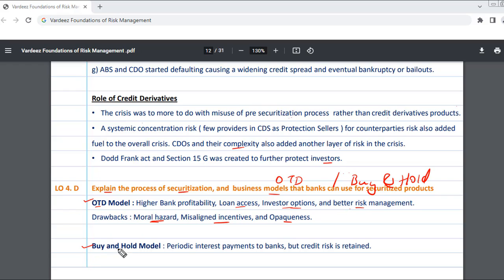And talking about the buy and hold model, well, this is a great option for banks because they enjoy periodic interest payments for a longer period of time, but the credit risk is actually retained in their books.